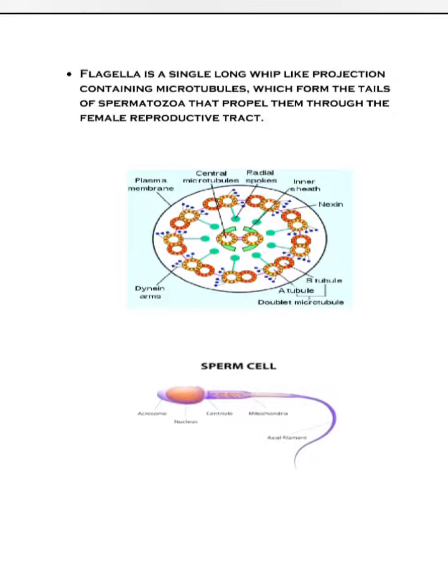Here we can see the internal structure of the cilia and flagella. Here we can see the plasma membrane, doublet microtubules, dynein arms, radial spokes, central microtubules, inner sheath, nexin, etc. This is the internal structure of the cilia and flagella. Now we can see the filament of sperm. This is the flagella of the sperm.